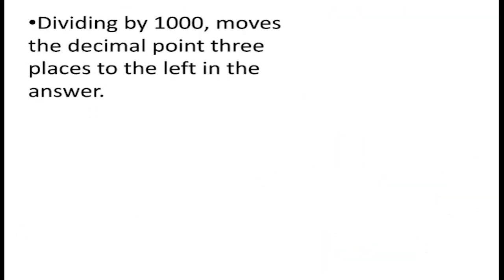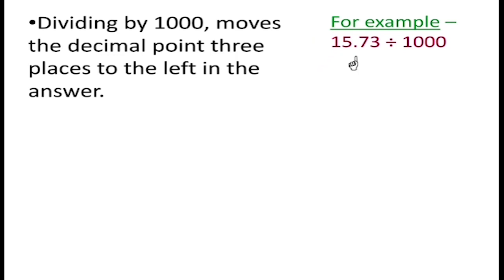0.1573. The next is when a decimal number is divided by 1000, it moves the decimal point 3 places to the left in the answer. So see here the example, 15.73 is divided by 1000. The decimal point will shift 3 places because it is divided by 1000. So the answer will become 0.01573.